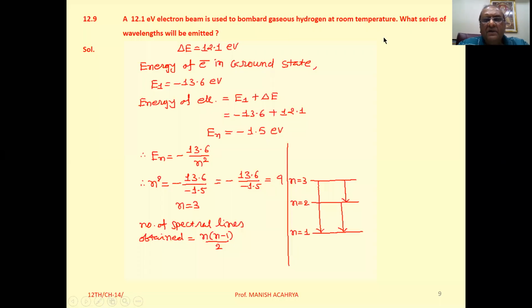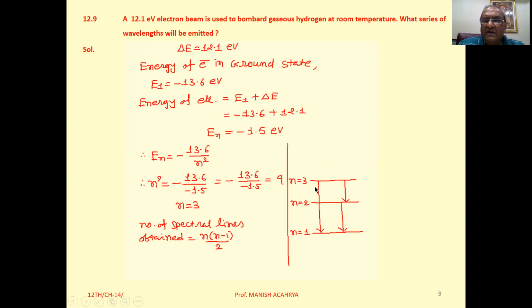Clear to all of you? The same example is repeated by taking the energy 12.1 electron volt. If the energy absorbed by the electron in the ground state is 12.1, then the total energy of the electron will be minus 13.6 plus 12.1, which is minus 1.5 electron volt. With this much energy, in which state will the electron be? We can calculate: En equals minus 13.6 upon n square, so n square equals minus 13.6 divided by minus 1.5, which gives 9. So n equal to 3. Directly you can understand that the electron is now in n equal to 3 state.